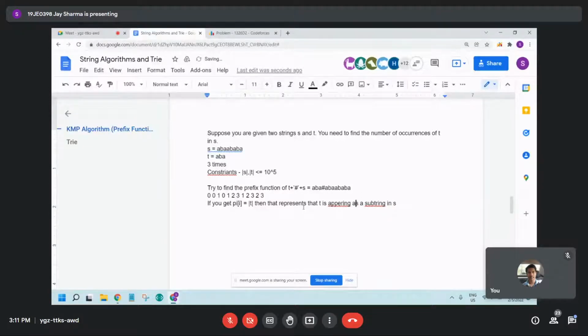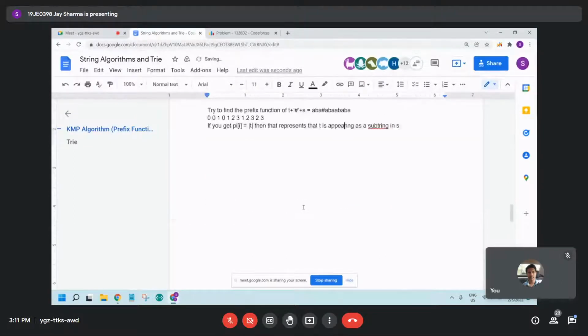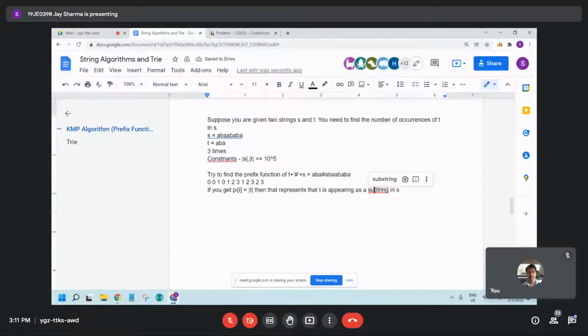Are you getting it? Why is it so? Just try to see with the example, you will understand why this condition is holding true. So this is one application of KMP. You can simply count how many times this is appearing.